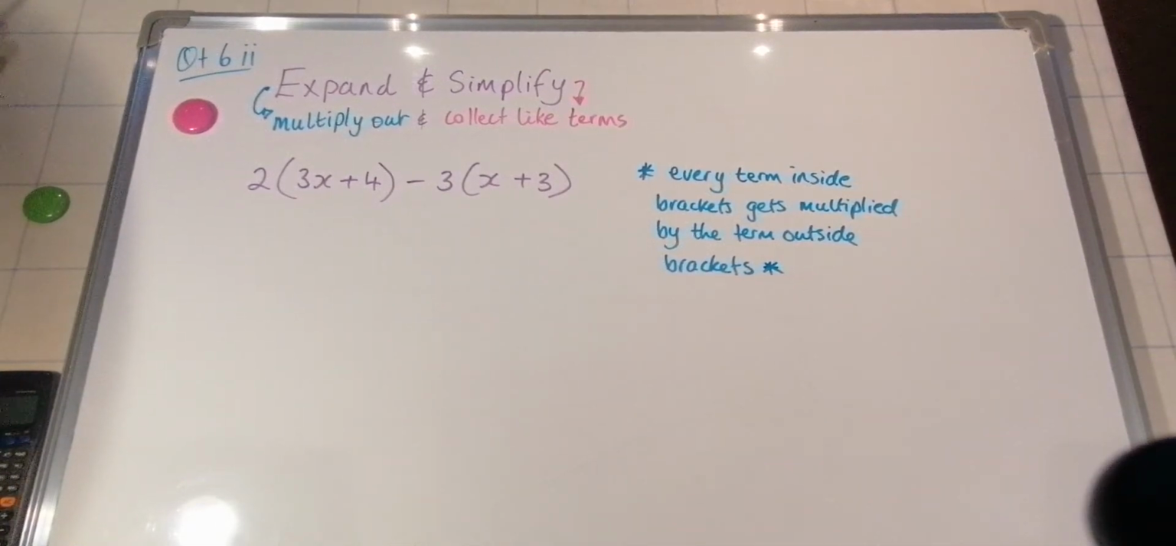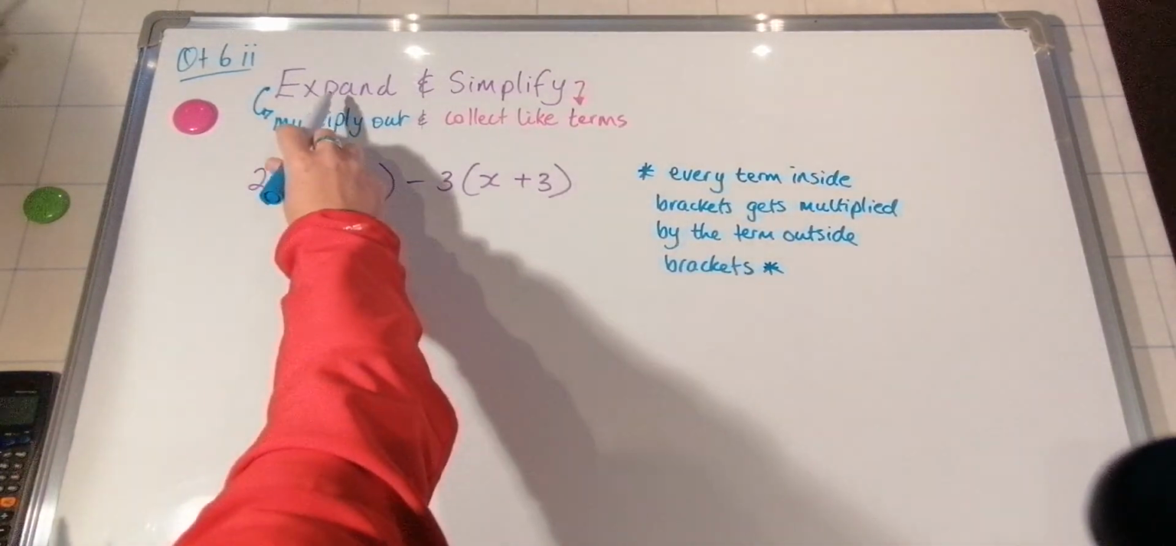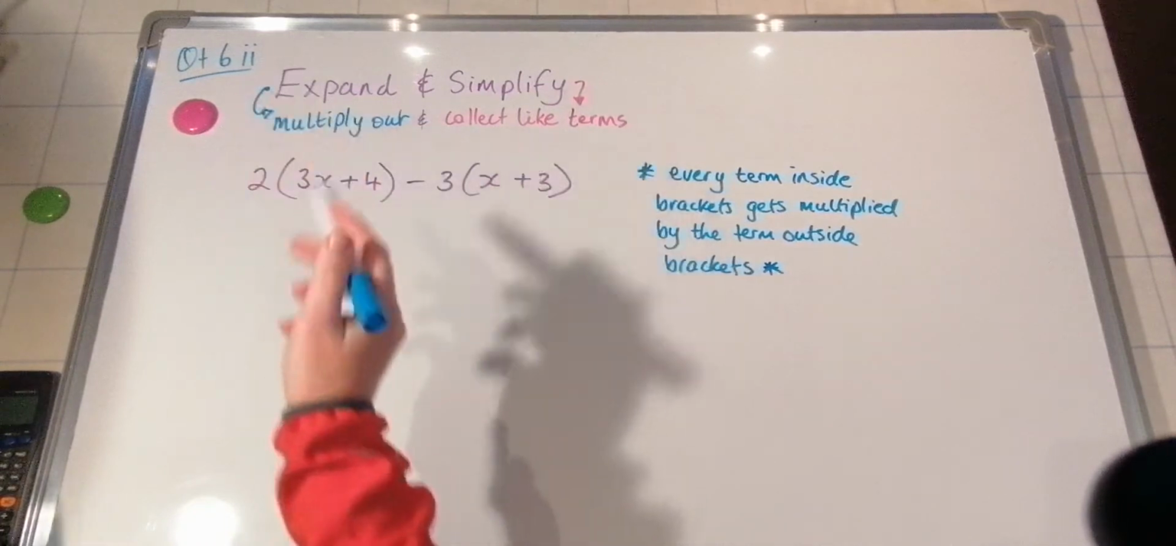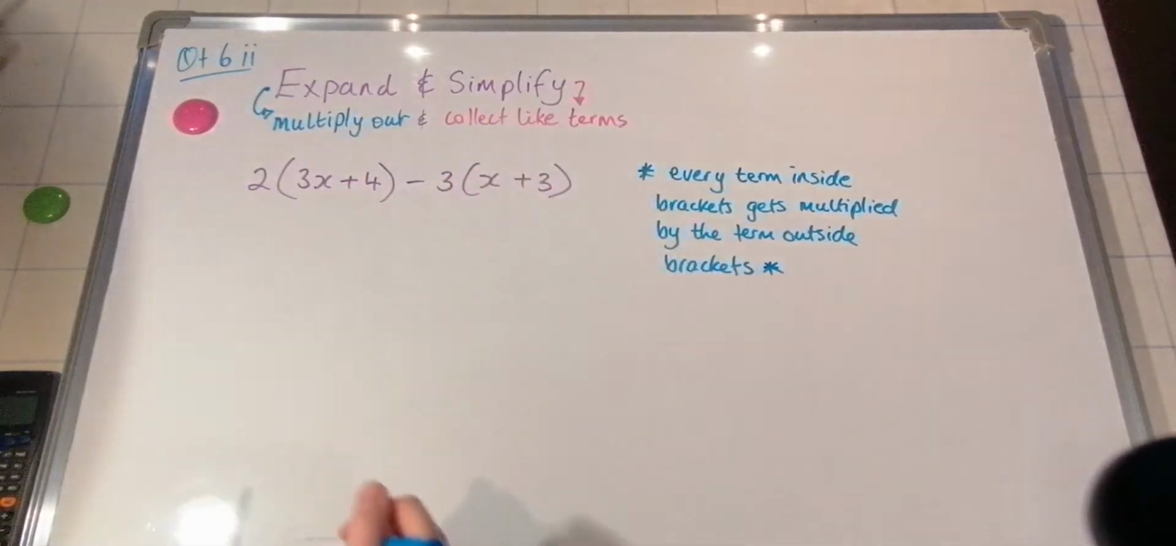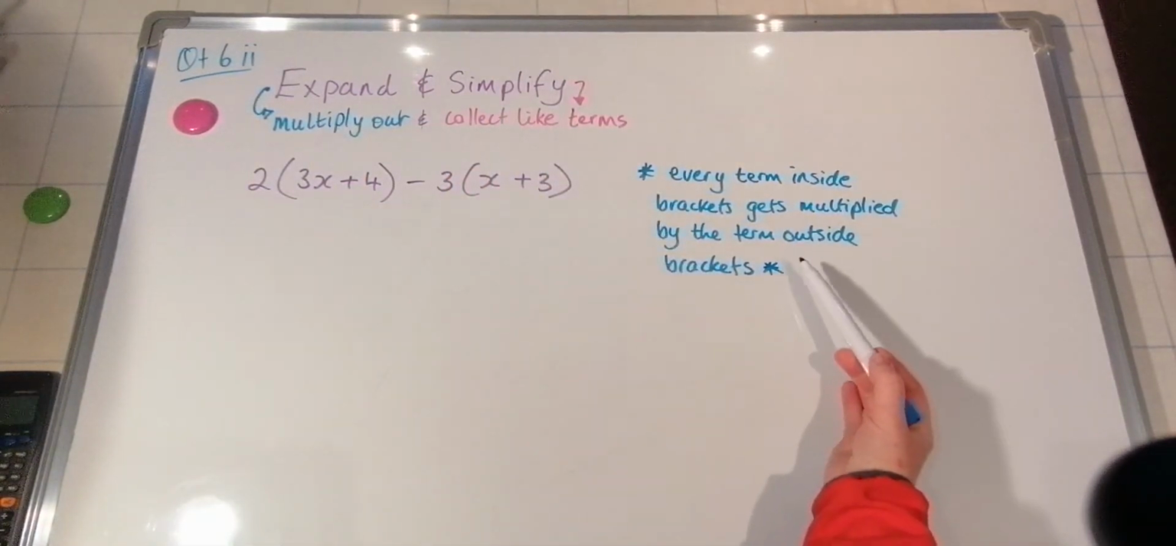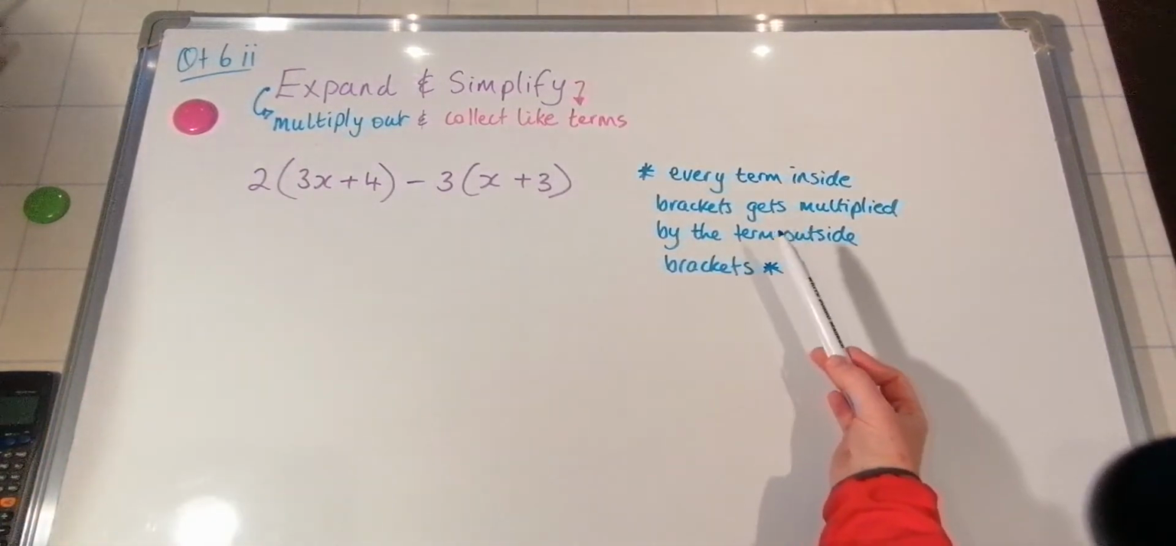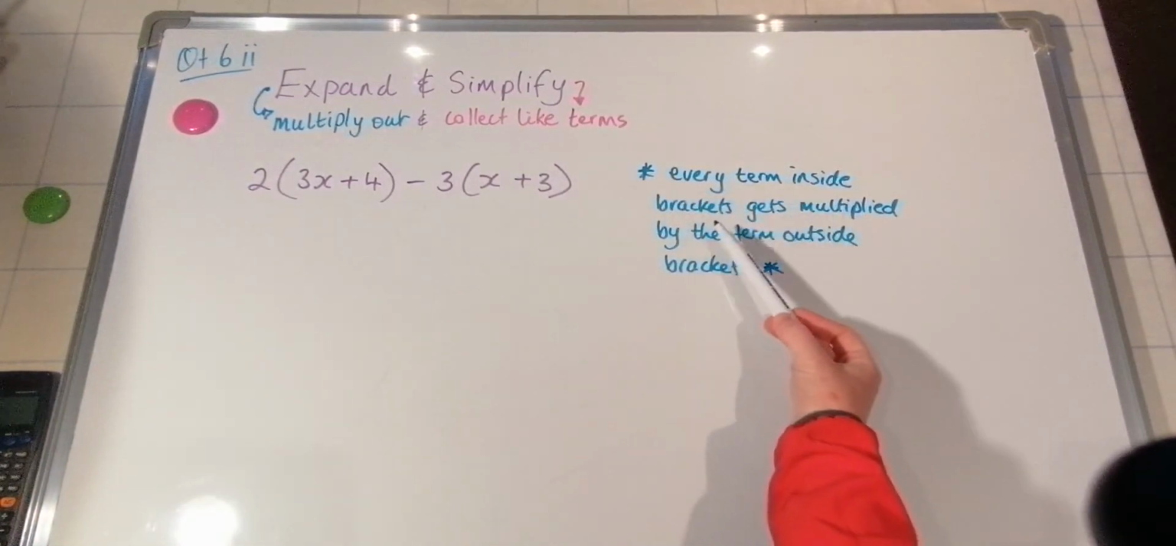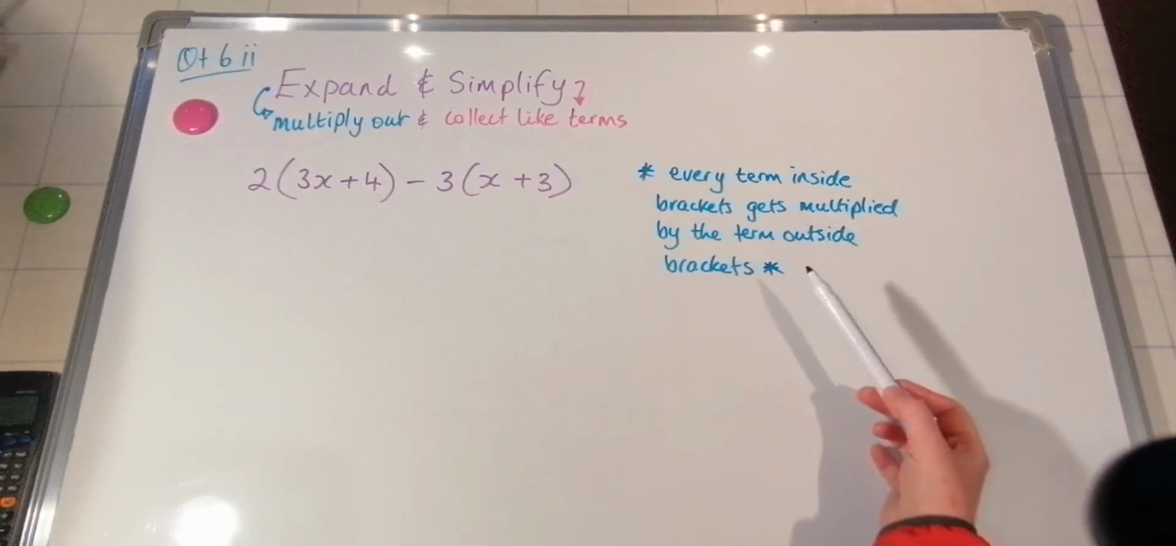This one now is a solution for question 6 part 2 in the mock quiz as well. It's an expand and simplify question. So basically I'm saying expand means to multiply out the brackets, and simplify means to collect like terms. Have a wee note over here then: whenever we are multiplying out, keep in mind every term inside your bracket has to be multiplied by the term outside the bracket.